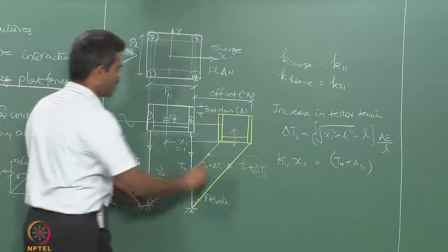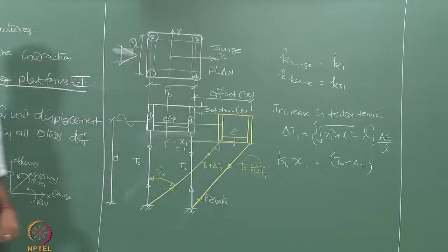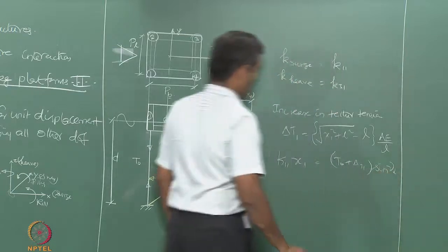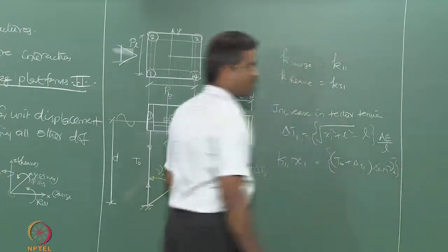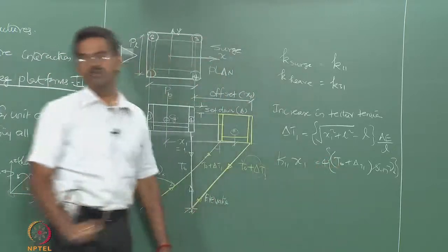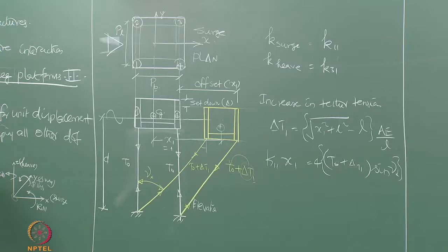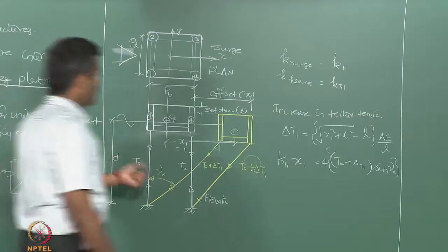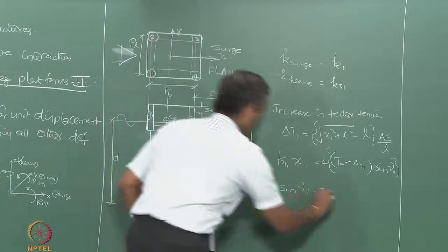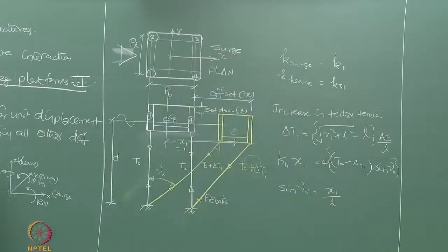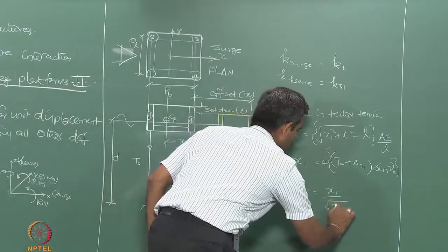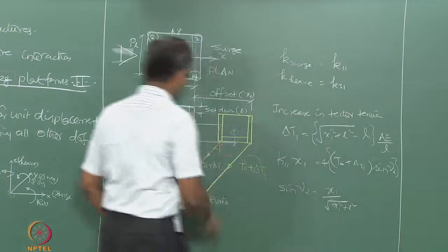If this angle is gamma x, this is also gamma x by symmetry. So, I should say sin gamma x. Now, since T naught and delta T1 is the axial tension in each tether, I should multiply with 4, because there are 4 such sets. And from the geometry, sin gamma x is nothing but x1 by L, where I will replace L with root of x1 square plus L square, that is the new length.